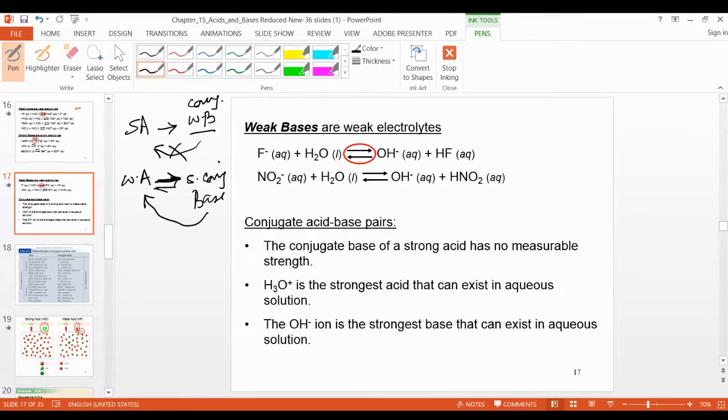Strong acid or not. So that's why it says here: this H3O plus is the strongest acid that exists in aqueous solution. The OH minus ion is the strongest base that can exist in aqueous solution. Okay. Now this is the weak base or the weak electrolyte.